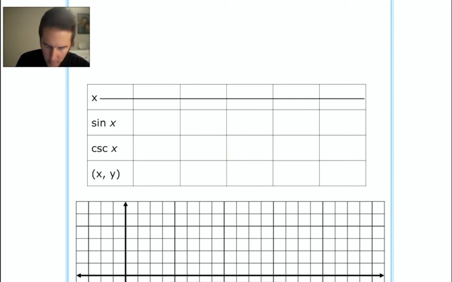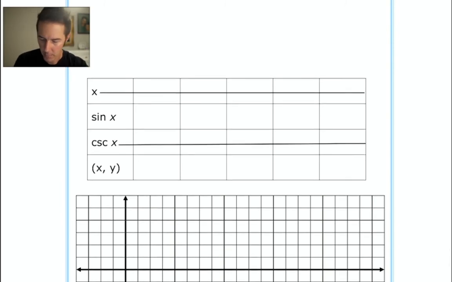Sine x in the second row here is referring to y values. And cosecant is referring to y values. I'm just going to drop down into here. And those are going to be y values. Can I move that? No. Okay. So we have original and original. And then in red, I've been doing new and new.